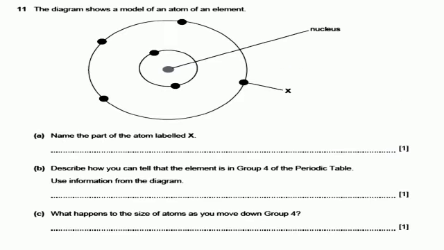Question 11a. Name the part of the atom labeled X. It will be electrons. Question B. How can you tell that the element is in group 4 from the number of electrons in the last energy level, or in the outer shell? Question C. What happens to the size of atoms as you move down group 4? It will increase, or get bigger.